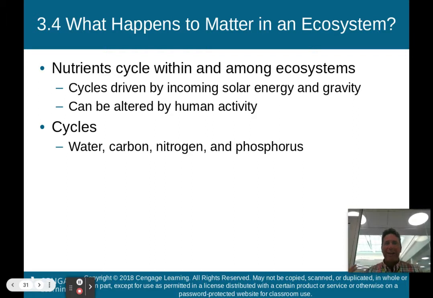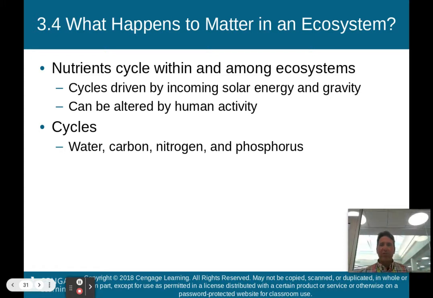So what happens to matter in an ecosystem? We're going to talk now about some of these cycles. Nutrients cycle within and among ecosystems. Cycles are driven by incoming solar energy and gravity. They can also be altered by human activity, like the carbon cycle we'll talk about. Obviously, we're altering that, and that's why we're getting the global warming that we're seeing on planet Earth.